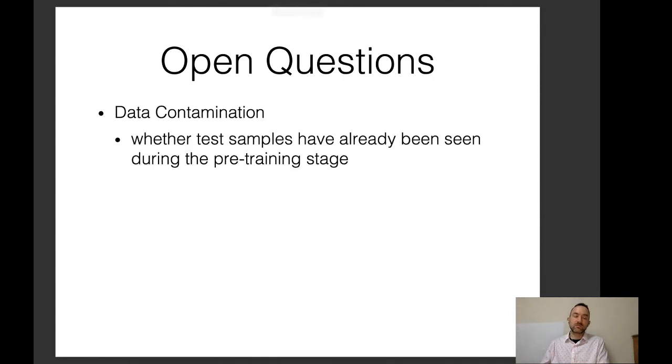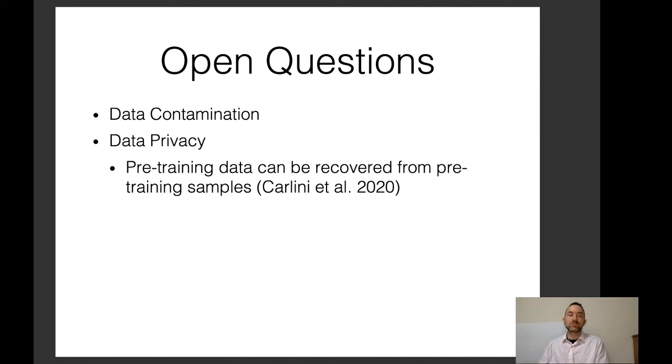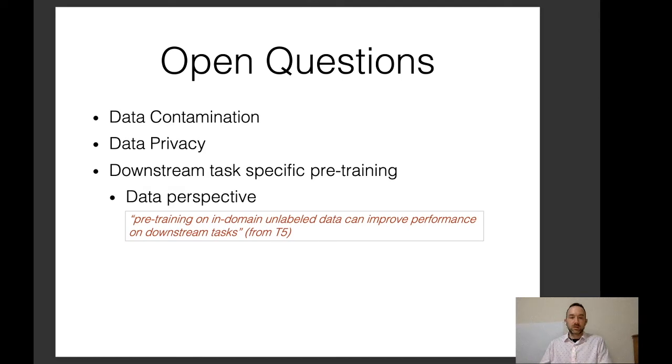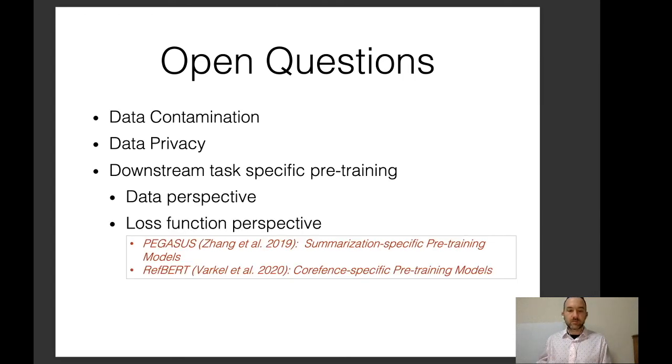Another issue is data privacy. The pre-training data can actually be recovered to some extent from the model itself. Essentially, if you query the model in particular ways, this allows you to recover the data, which has serious privacy concerns. And then there's downstream task-specific pre-training. If you think of it from a data perspective, pre-training on in-domain unlabeled data can improve performance on downstream tasks. You can also think of it from a loss function perspective, like summarization-specific pre-training models or coreference-specific pre-training models.